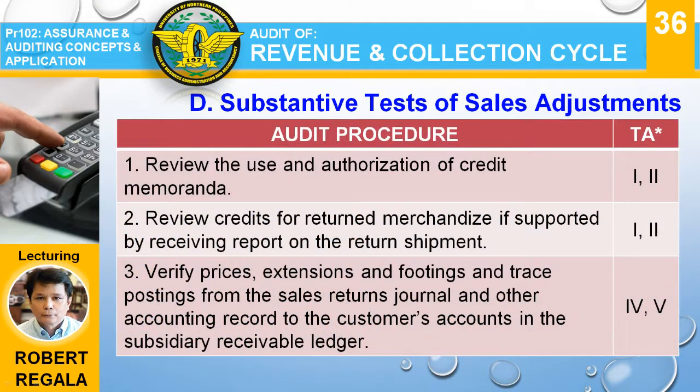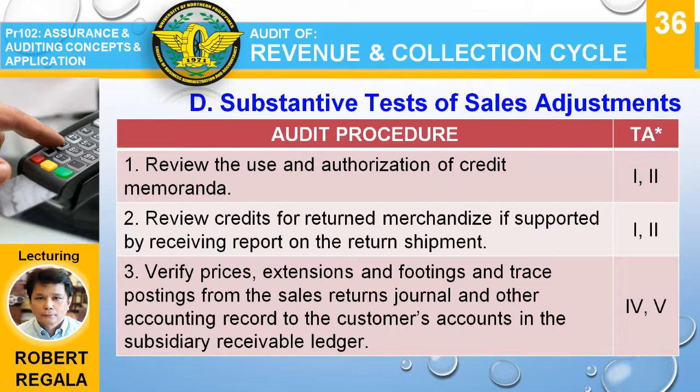Slide 36. The audit procedures that may be used for substantive tests of sales returns and allowances transactions include 1. Review the use and authorization of credit memoranda. All allowances to customers for returned or defective merchandise should be supported by serially numbered credit memoranda signed by an officer or responsible employee having no duties relating to handling cash or to the maintenance of accounts receivable subsidiary ledger.